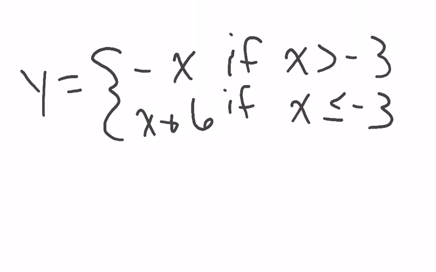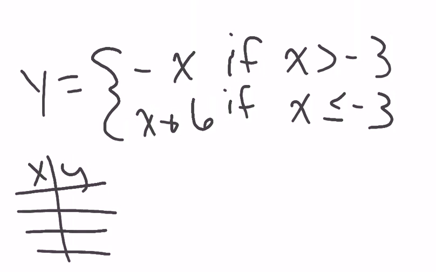So notice the criteria. It's going to look like y equals negative x if x is greater than negative 3. So all numbers greater than negative 3 are going to follow that negative x. Whereas if we're less than or equal to negative 3, it's going to look like y equals x plus 6. So looking at an xy chart, we can still fill this out, but we have to follow which one to plug these numbers into.